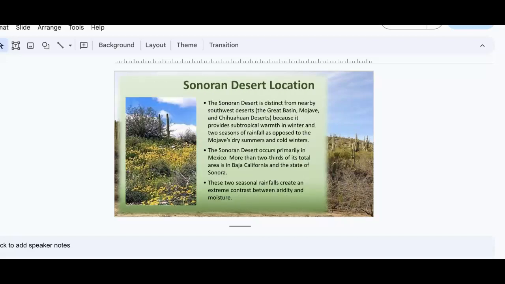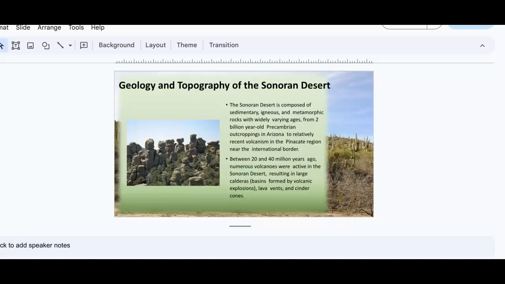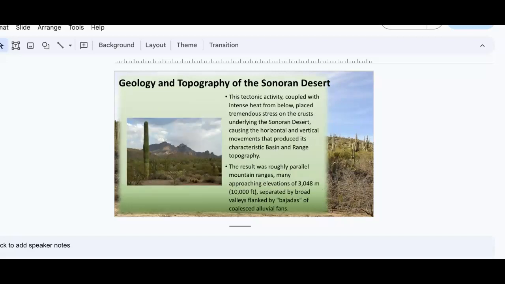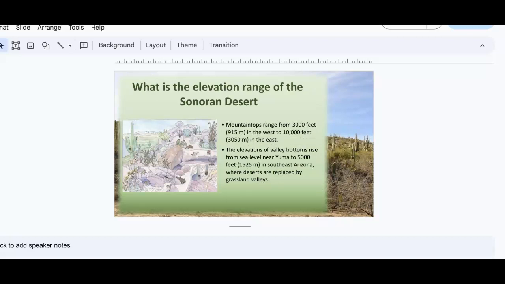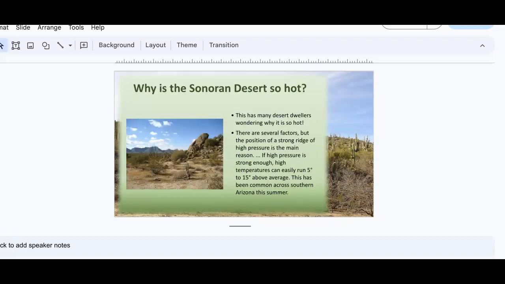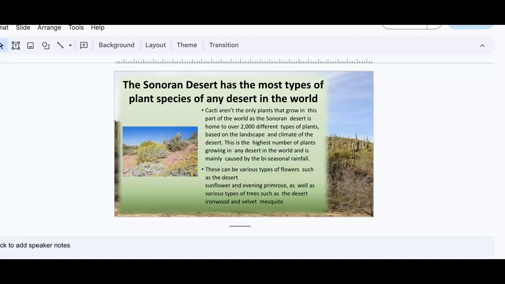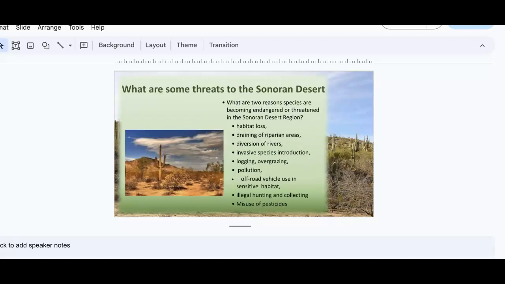And then you get into this section on the Sonoran Desert. What makes the Sonoran Desert unique, geology and topography, and we go on from there to talk about the elevation range, the heat within the Sonoran Desert, and then it goes into how plants survive, the adaptations, and talking about human environment interactions, the threats to the Sonoran Desert, and that ends off this module's content.